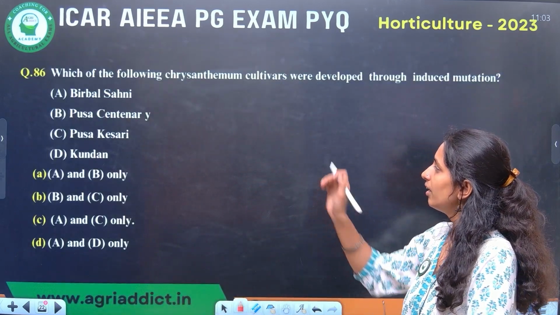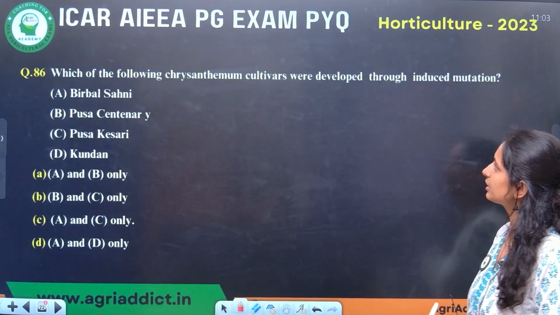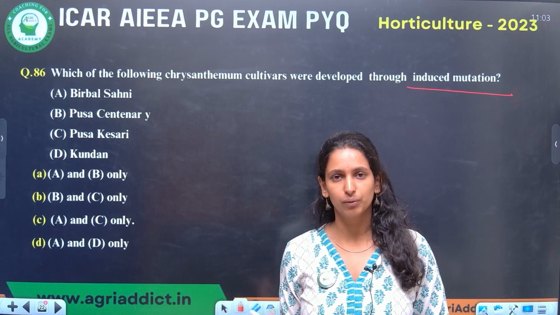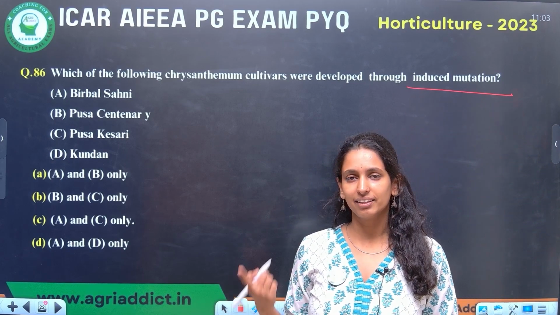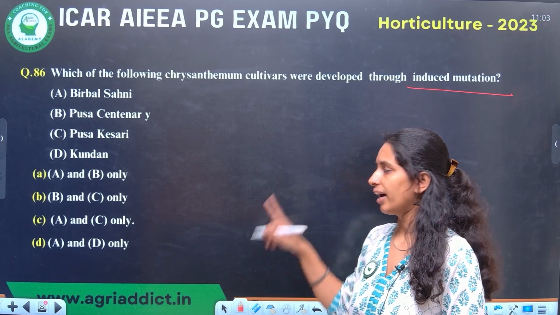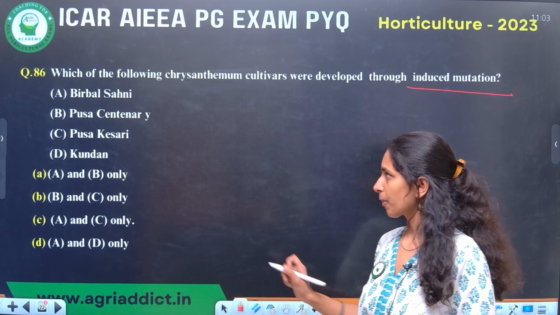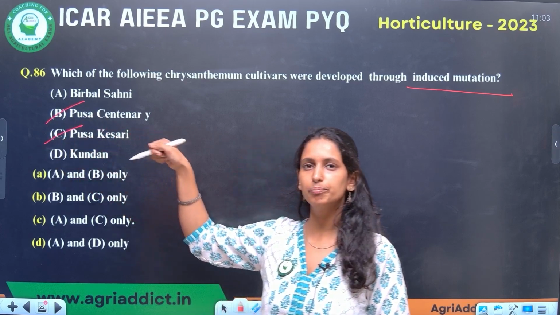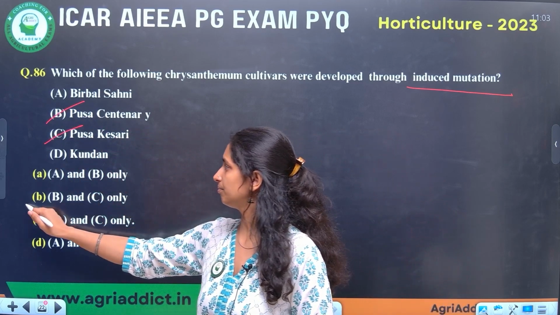Next question, which of the following chrysanthemum cultivars were developed through induced mutation? The same type of question they have asked in 2024 also. In that they asked about rose, that too induced mutation only. Here Pusa Centenary and Pusa Kesari are the two important induced mutants.